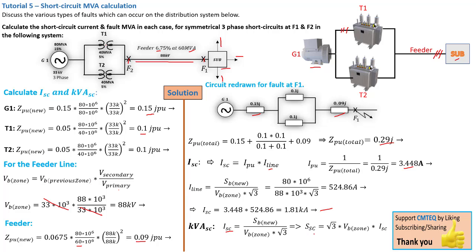So your short circuit MVA will then be the square root of 3 times the VB zone times your I short circuit, and all of that is going to give you 276 MVA, or megavolt ampere, of your short circuit current. So that is how we calculate here on the fault 1. Now we're going to move on and calculate the short circuit current and the MVA for fault 2.